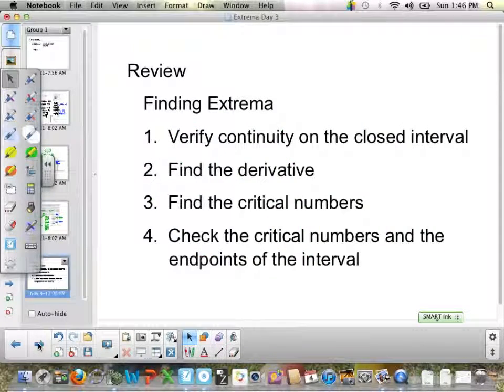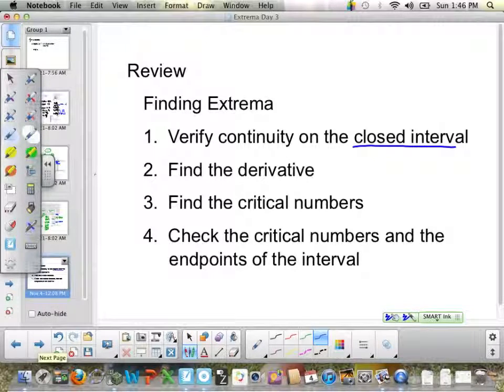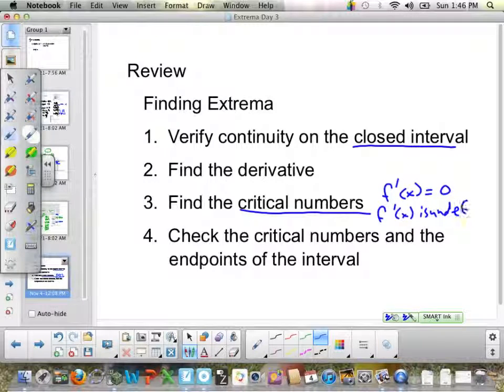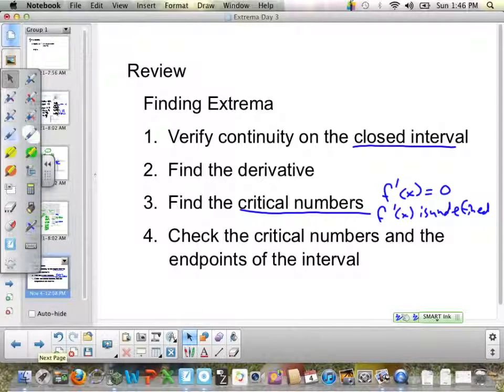So in conclusion, to find the extrema, you must verify you have continuity on a closed interval. You're going to find your derivative and use that to find the critical numbers. And the critical numbers are where f prime of x equals 0, or f prime of x is undefined, and that's to account for the cusps. And then check the critical numbers and the endpoints on the interval. The highest value there is your max, and the lowest value there is your min.